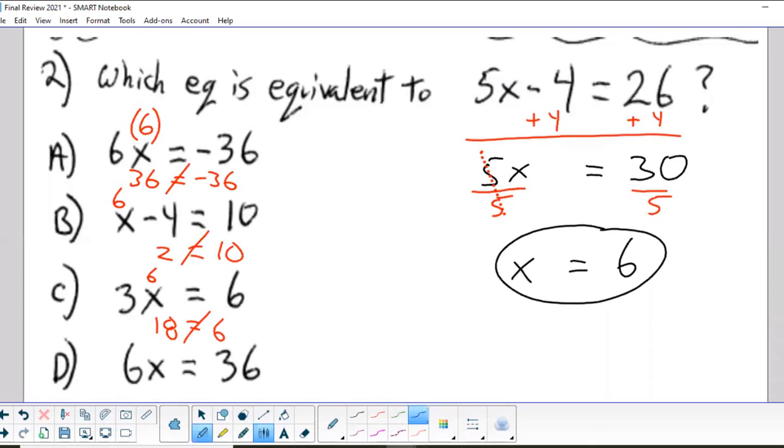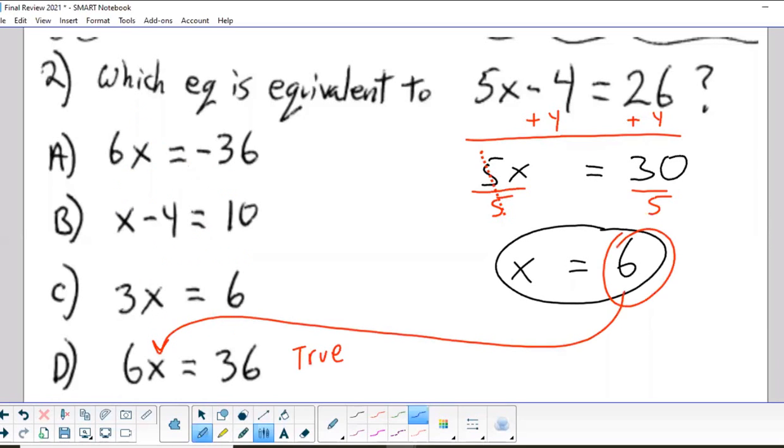Well, then it must be the last one. It has to be. Okay, and you know what? If I put 6 in there, it's going to be true. 6 times 6 is 36. So you could have solved each one, or you could just plug in a 6 and see if it works.